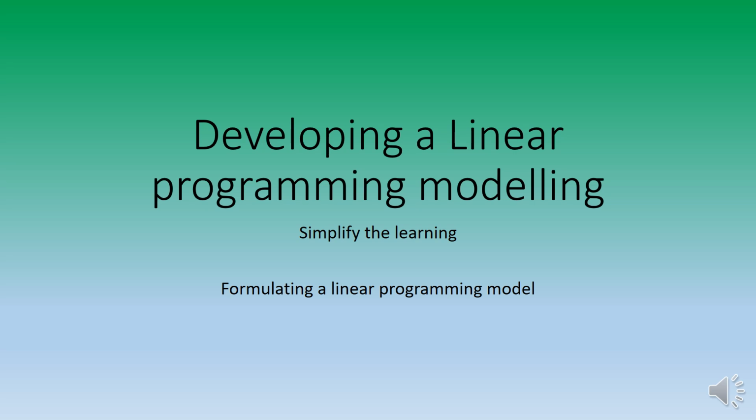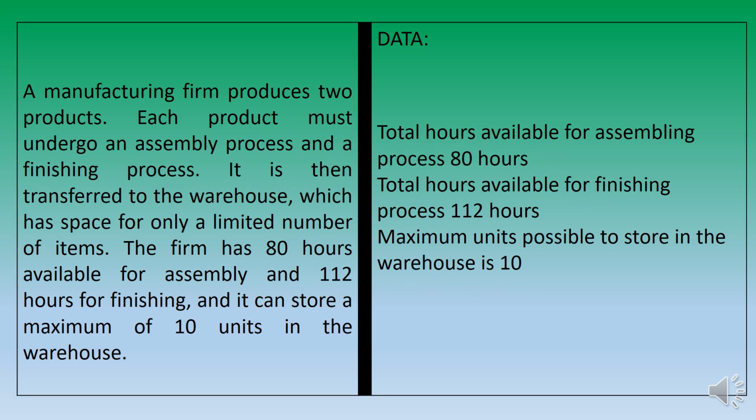Dear folks, we are going to learn how to simplify an industrial problem into a linear programming model so that we can find the solution. A manufacturing firm produces two products. Each product must undergo an assembly process and a finishing process. So two processes have to be done for every one of the two products.